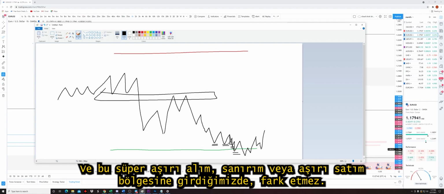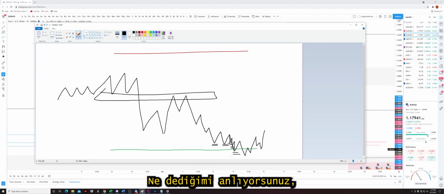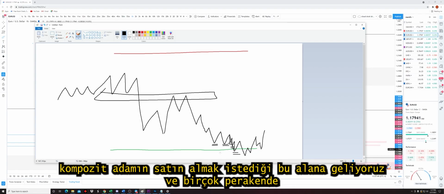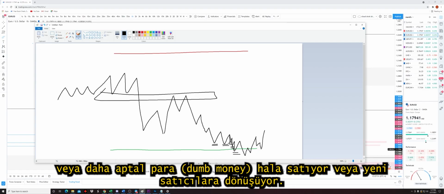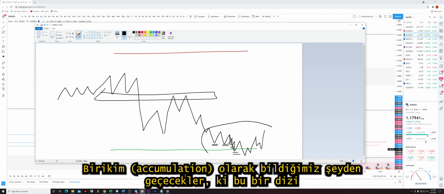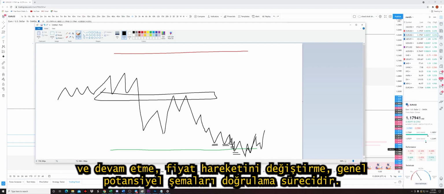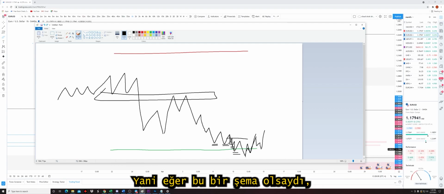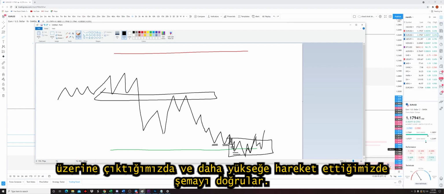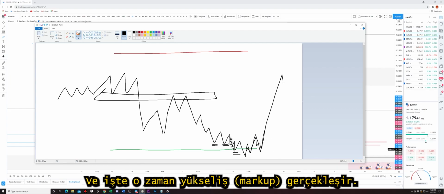And as we get into this super overbought, or oversold, it doesn't matter, you understand what I'm saying? We get to this area where composite man wants to be buying and a lot of retail or dumber money is still selling or just starting to get into sells. They will undergo what we know as accumulation, which is a series of creating certain lows, liquidating those lows, and continuing and shifting price action, validating overall potential schematics, right? So if this was a schematic, it validates the schematic as we get above it, and we move higher. And that's when the markup happens.